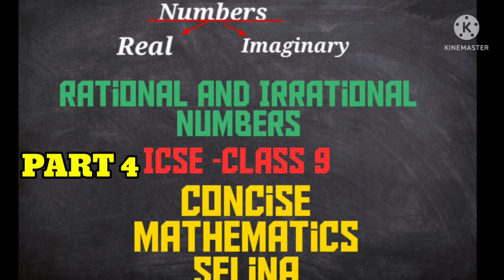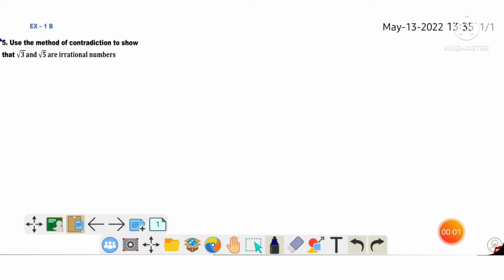This is part 4 of the chapter Rational and Irrational Numbers of Class 9 from the Concise Mathematics of Selina. And in this video, we are going to solve from question number 5 to question number 12 of exercise 1b. So this is question number 5.